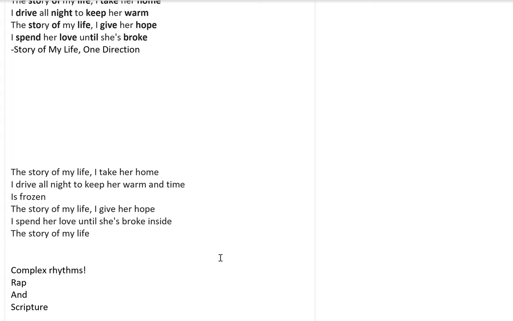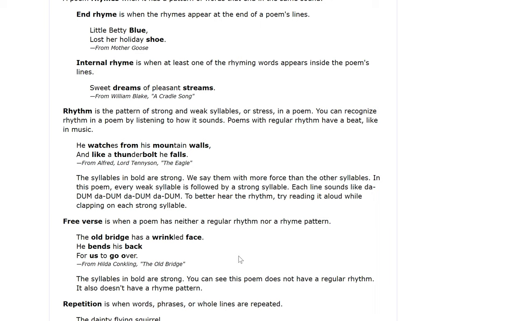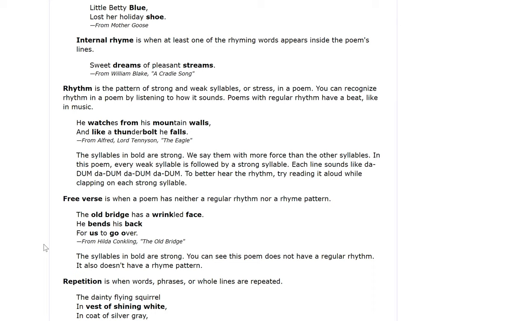Let's see, I'm actually going back here. Okay, so free verse is when a poem has neither a regular rhythm or rhyme pattern. So here's an example from The Old Bridge. It says, "The old bridge has a wrinkled face. He bends his back for us to go over." So it's poetry, but it doesn't have that rhyme rhythm feel like this example from The Eagle had.